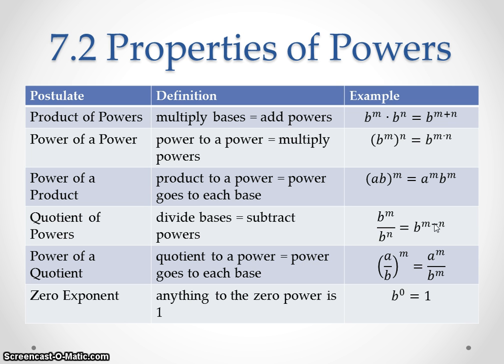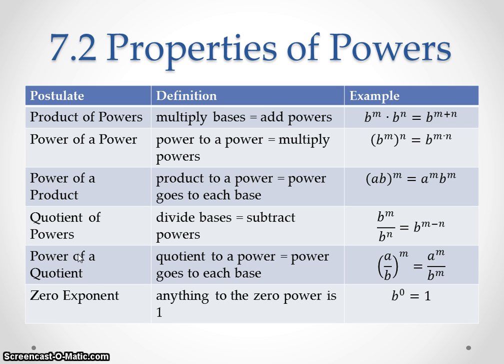Well, guess what? Subtraction is the opposite of addition, which is what we had up here. So you're just going to take b to the m minus n. So for instance, if this was b to the 5th power divided by b squared, this would become b to the 5 minus 2, which is b cubed, is what you'd end up with here.